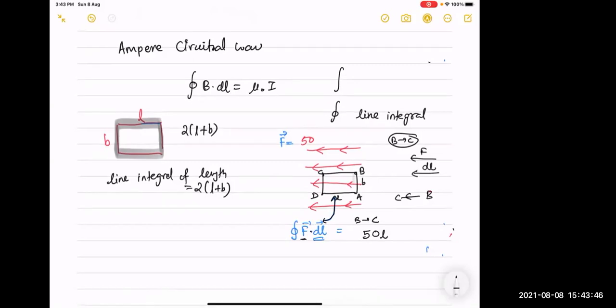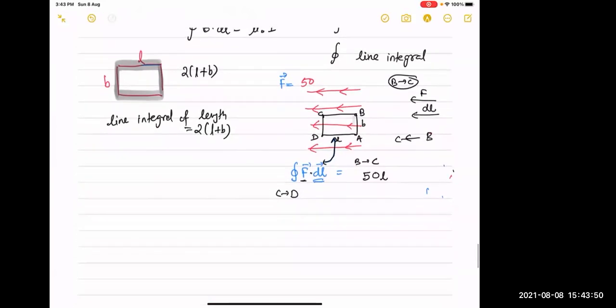Now from C to D, it will open up like this. What is the direction of F? F is like this, the red color. And the dl vector is like this everywhere from C to D. Are these perpendicular? Yes, sir. So what is cos 90? 0. From C to D, the integral F dot dl is 0. Understood? Everyone understood this?